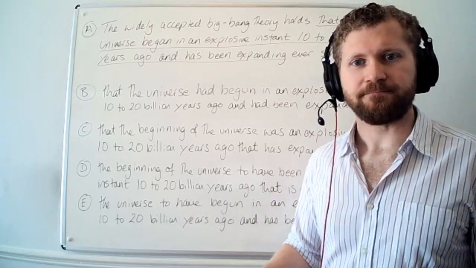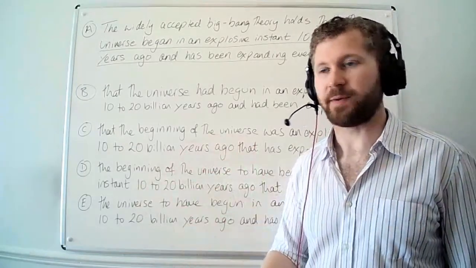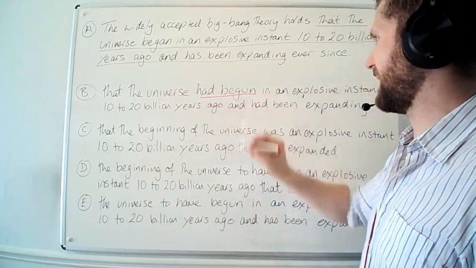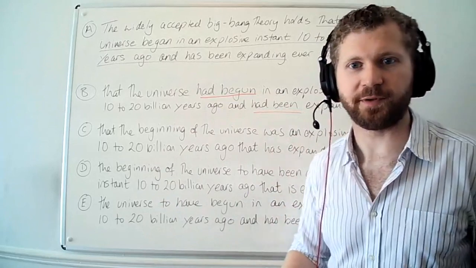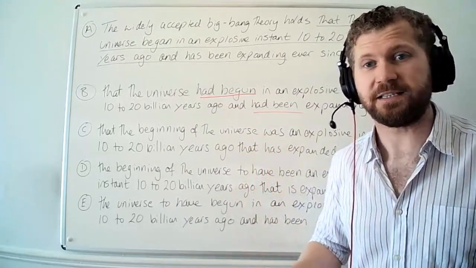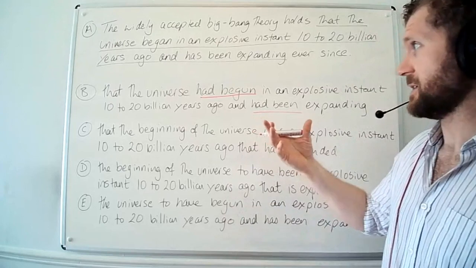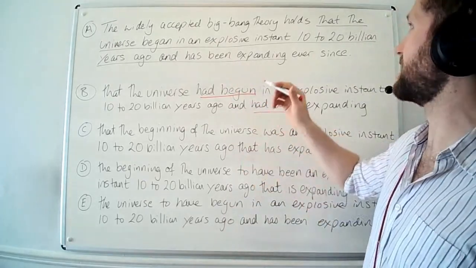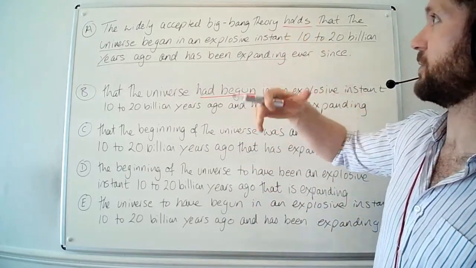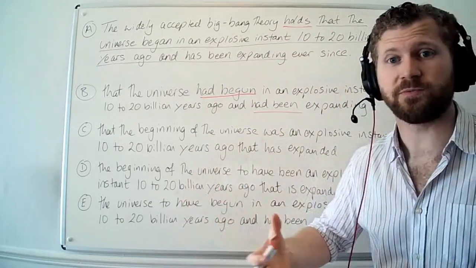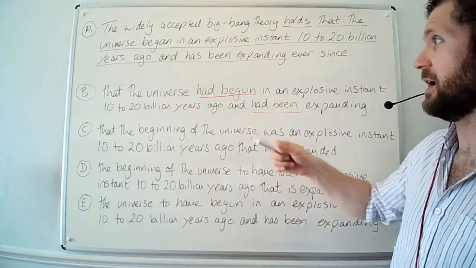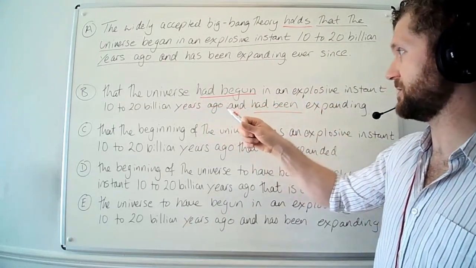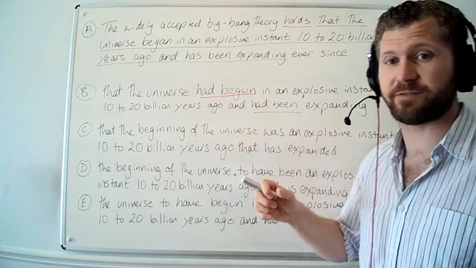I'm going to start with B, just because we've spent the last couple of minutes looking at the past perfect, and I hope that when you were doing this question, the "had begun" and the "had been" started jumping off the page at you. I'm hoping you're starting to see these tenses in the question. All right, so take a look at B first. We've identified the past perfect. Looking through the rest of the sentence, the non-underlined portion, we do have another verb, the widely accepted Big Bang Theory holds. So we've got some present tense verb in there. I've got that the universe had begun, past perfect, in an explosive instant 10 to 20 billion years ago and had been expanding ever since.